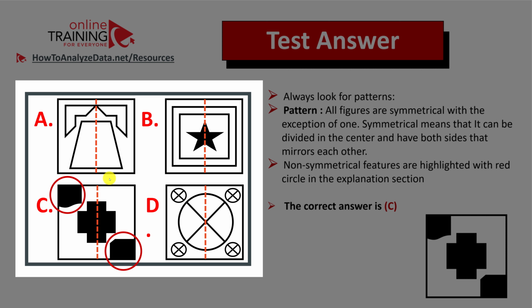But if you look at the figure C, you see substantial difference. And the difference here is highlighted in circles. So the correct answer here is choice C. Hopefully you've nailed this question and now know how to answer similar problems on the test.